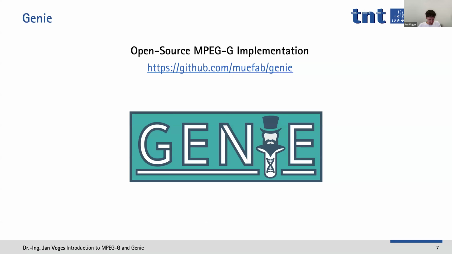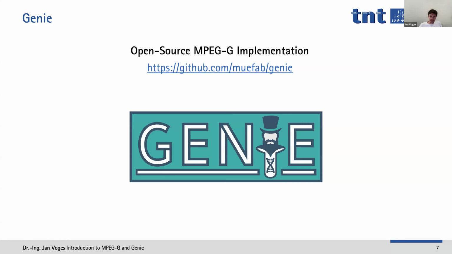Now, as I said, we have implemented this standard. It's a pretty boring PDF file, lots of text, but you can actually implement this. We did this. If you're interested, it's in the language C++. It's available on GitHub, and it's also published in a journal. And this implementation of the standard, we call it Genie, which stands for Genomic Information Encoding. And this is, by all that we know, the prominent open source implementation of MPEG-G that is available on the internet and in general.